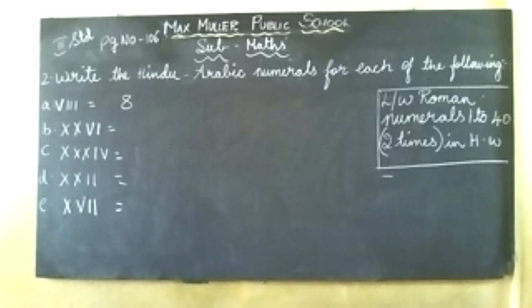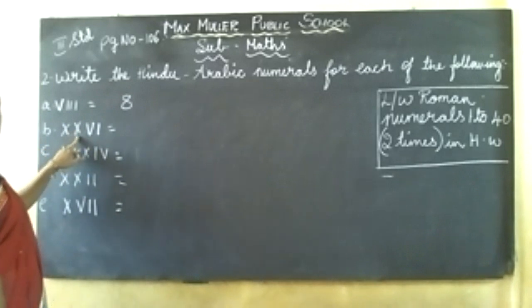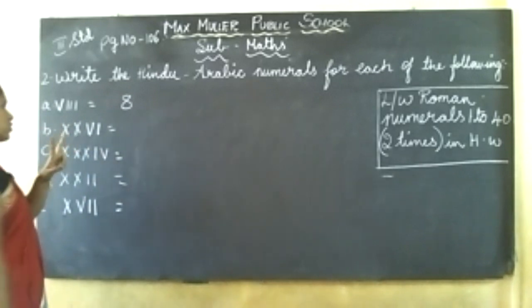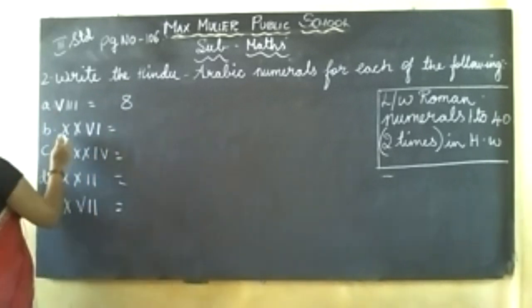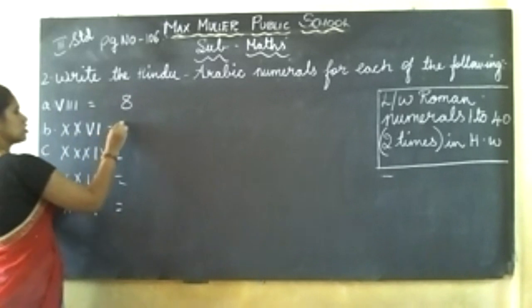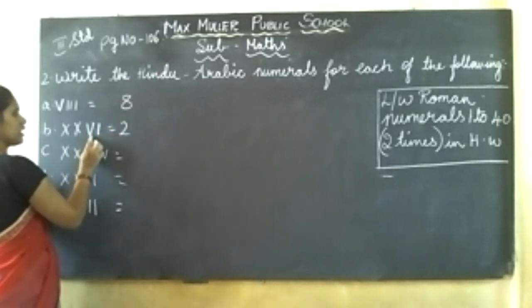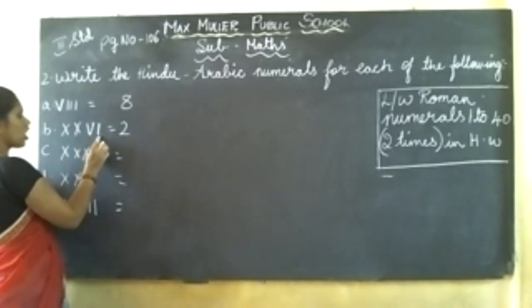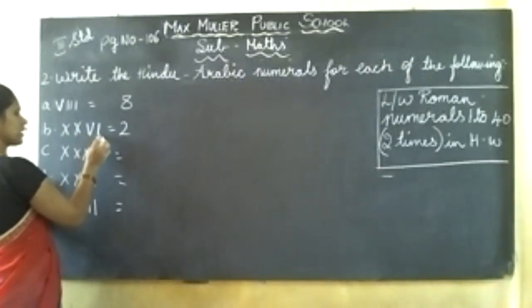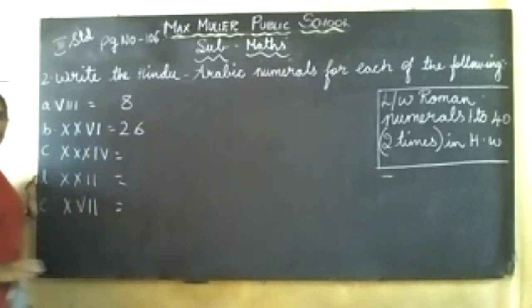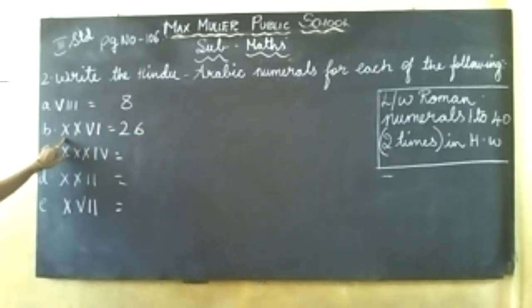Next, you can see they have given 2x. Yes or no? How many x they have given? 2x. 2x means how much? 20. So you need not write 20 there. x means 20 plus V plus I. So how much has it become? 20, 25, 26. Understanding all of you? You can do this orally here. You can split and you can write.